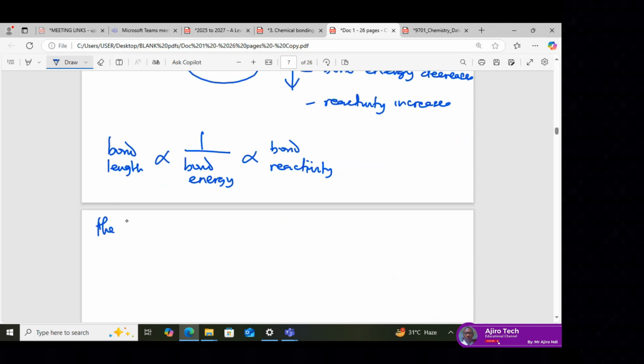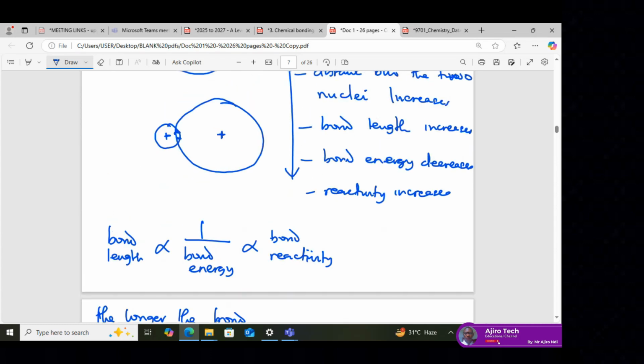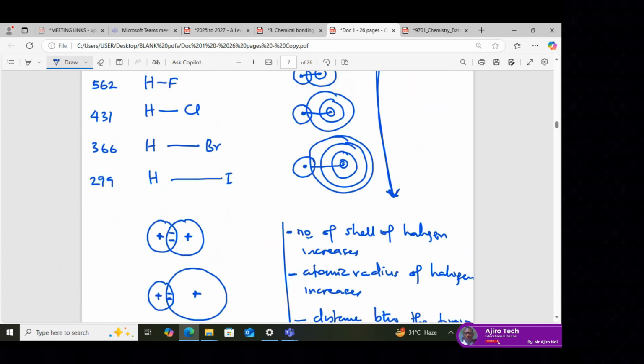The longer the bond, the lower the bond energy, the more reactive is the bond. The more reactive is the what? The bond. Is that okay? Can you see? HI is very weak, HF is very strong.